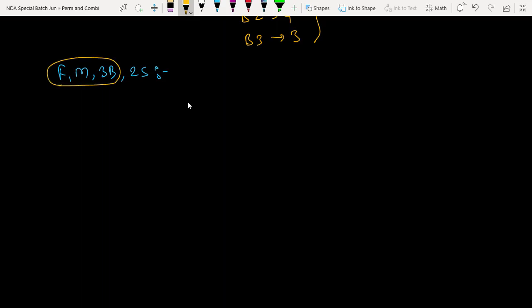So first of all, if sisters are never together, I will first arrange the non-sisters. So who will be the non-sisters? Father, mother and 3 brothers. So how many people are there? Total 5. So these 5 can be arranged in 5 factorial ways. So 1, 2, 3, 4, 5, these are the 5 positions taken by these people. Now because of these 5, how many vacant places have you created?